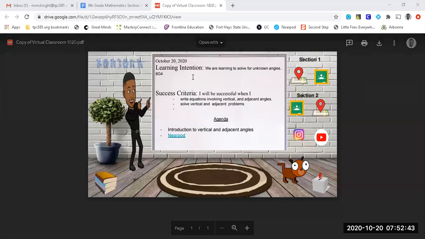Okay, so again, we're going through and finding angles. Our learning intention is solving unknown angles. And for success criteria, I'll be successful when I can write equations involving vertical and adjacent angles and also solve those vertical and adjacent angles. I'm going to pull up my whiteboard.